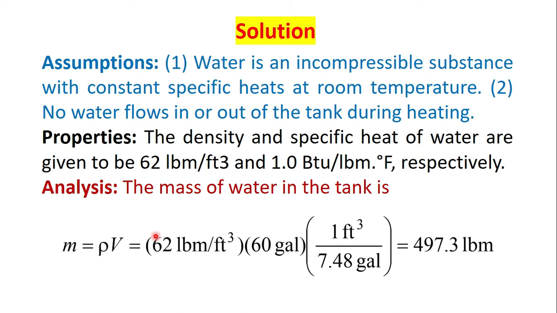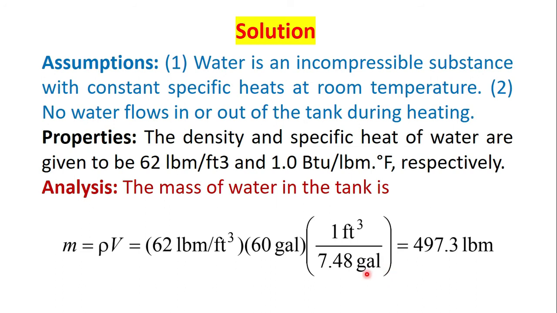In the analysis, you first have to determine the mass of the water present inside the tank. The simplest formula to determine the mass of the water is multiplying the density with the volume. The volume is given in the question statement, and the density of the water is also given. So this is the density, 62 pounds per feet cubed, multiplied by 60 gallons. To convert gallons into feet cubed, the conversion factor is 7.48 gallons equal to 1 feet cubed.